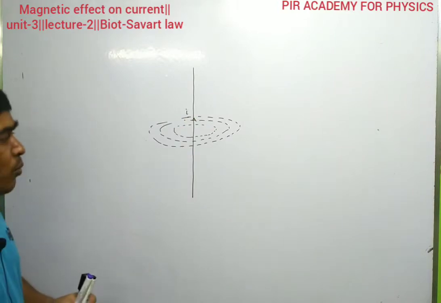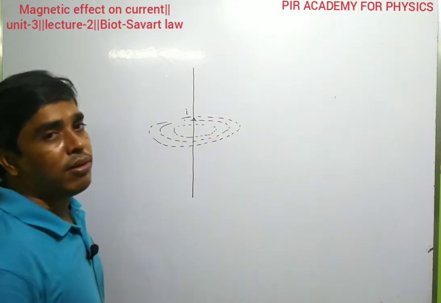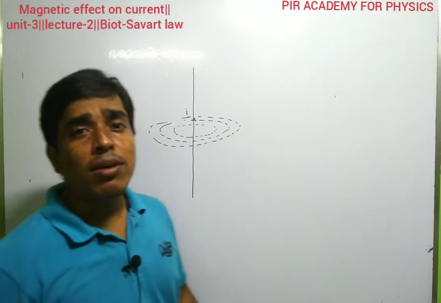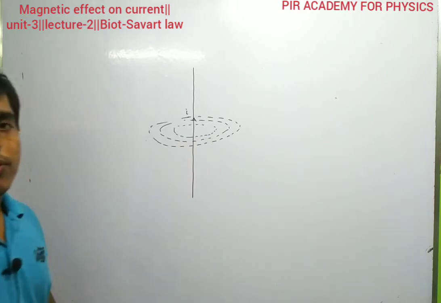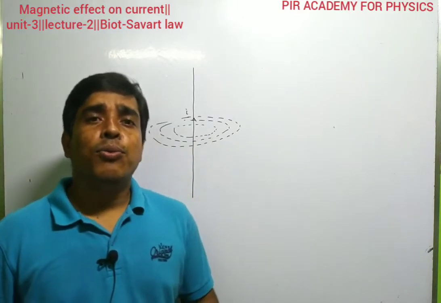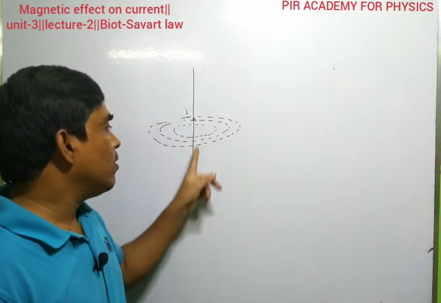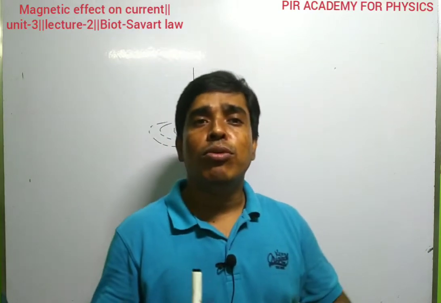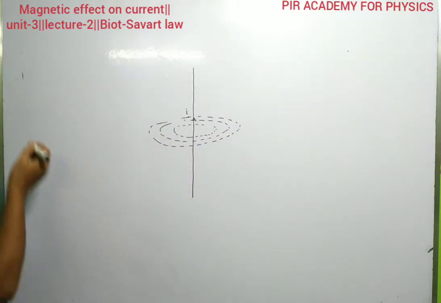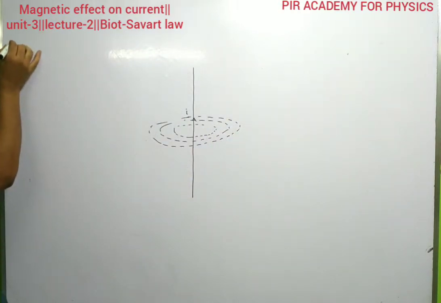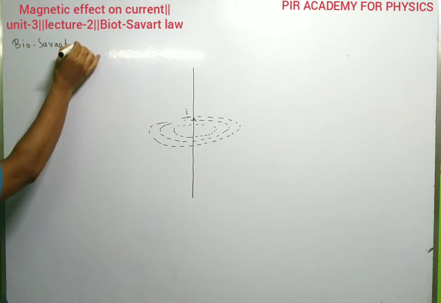Now we do not know the value of the magnetic field at this point, in this region. So we have to calculate the value of the magnetic field in this region. If I want to calculate the magnetic field due to this current carrying conductor, you have to know a law. This law is called Biot-Savart law. So we have to learn about Biot-Savart law.